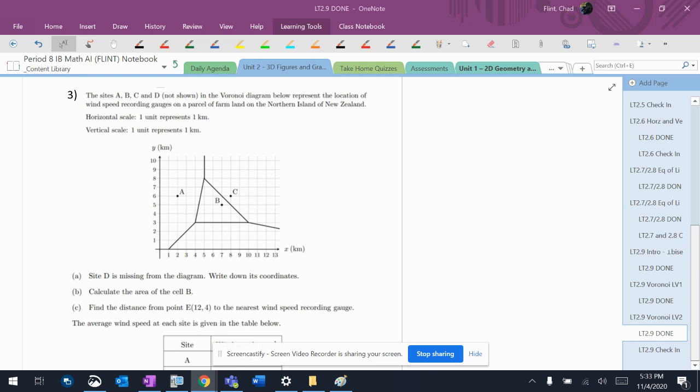So another one of these problems that we have that's a little bit more involved looks at here. So it's got A, B, C, and D. D's missing. I do notice that they like to ask a question where one of the points is missing. It says the wind speed recording gauges on a parcel of farmland in New Zealand. So we've got some wind speed things, like a weather station or something like that. Site D is missing its coordinates.